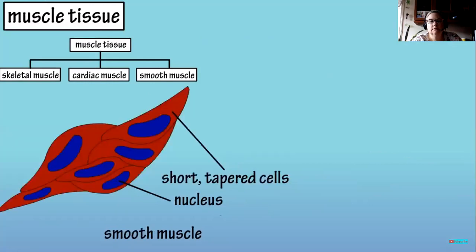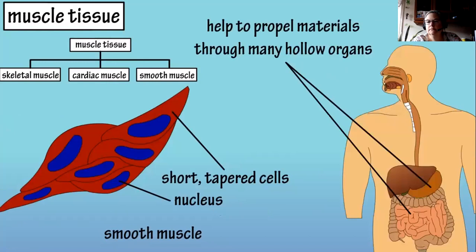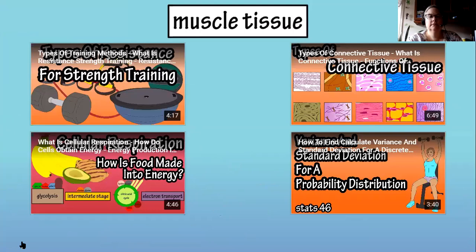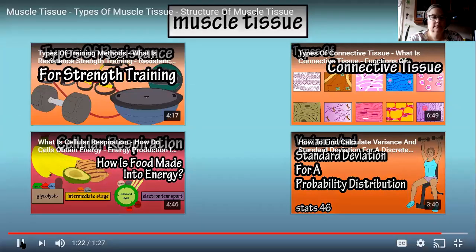Smooth muscle tissue does not have striations like the other muscle tissues do, and their cells are short and tapered at the ends. They are under involuntary control and are located in the walls of many hollow organs, such as the stomach, intestines, and blood vessels. They function to move and propel materials through these organs. And that's the basics on the types of muscle tissue.